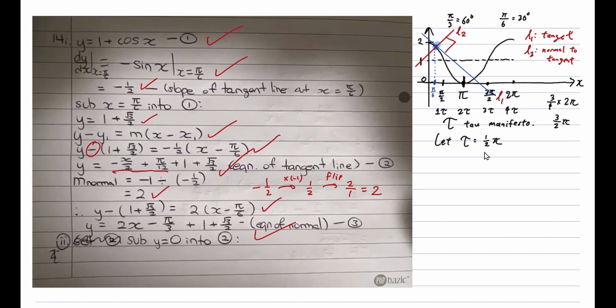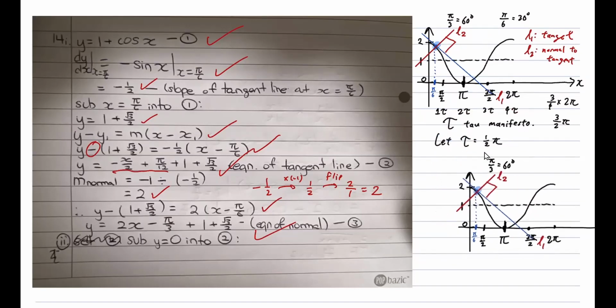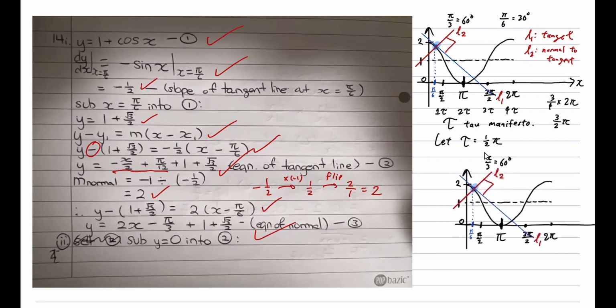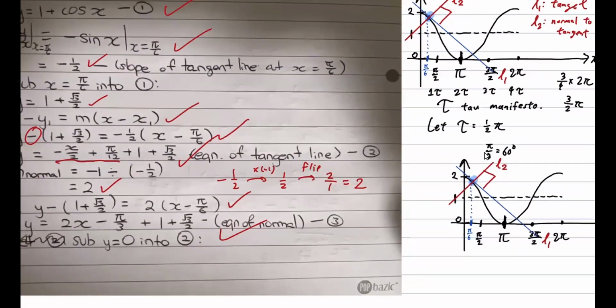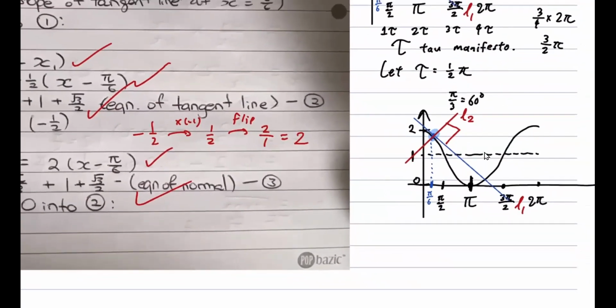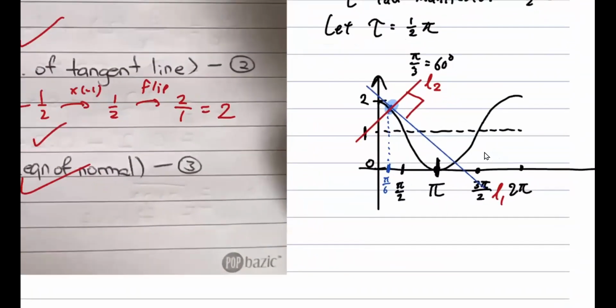Part 2. Okay, part 2. Show that the area enclosed by the tangent, normal, and the x-axis is blah, blah, blah. Okay, let's take a look at the diagram. I need more space in the diagram. So I'll just copy and paste it over. Apparently, I do need the negative half of the y-axis. So what did they ask for? Find the area enclosed by tangent, normal, and x-axis.